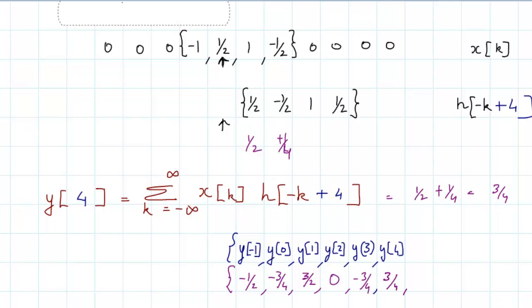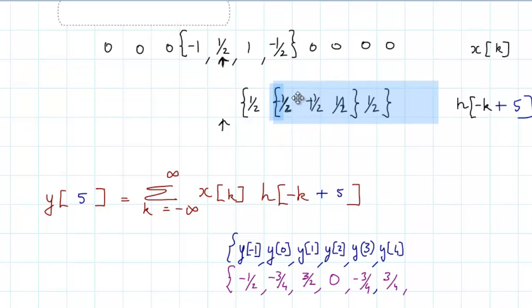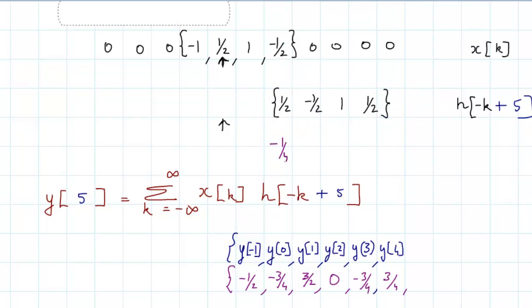Similarly, I will do for the next case, which is for plus 5. So if I am trying to do for plus 5, I will get a plus 5 here. Again I will have to move the signal towards the right one step. And now if I am going to multiply, only these two are going to multiply, and the answer is going to be minus 1 by 4. See, I have not moved the arrow. Okay, minus 1 by 4.